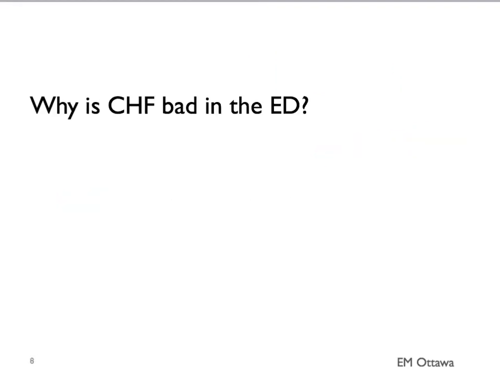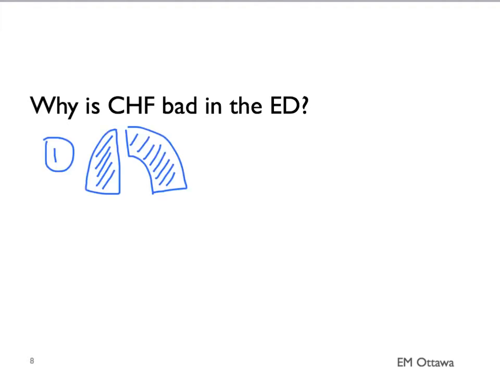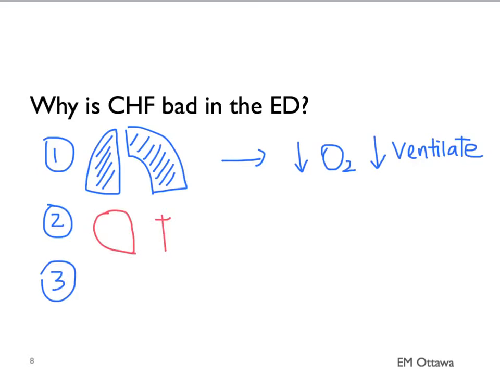Why is congestive heart failure bad for patients in the emergency department? 1. Pulmonary edema affects ventilation and oxygenation. 2. Patients can also have sudden cardiac death. 3. Due to inadequate systemic organ perfusion, patients can have end organ failure. How do patients with CHF present?